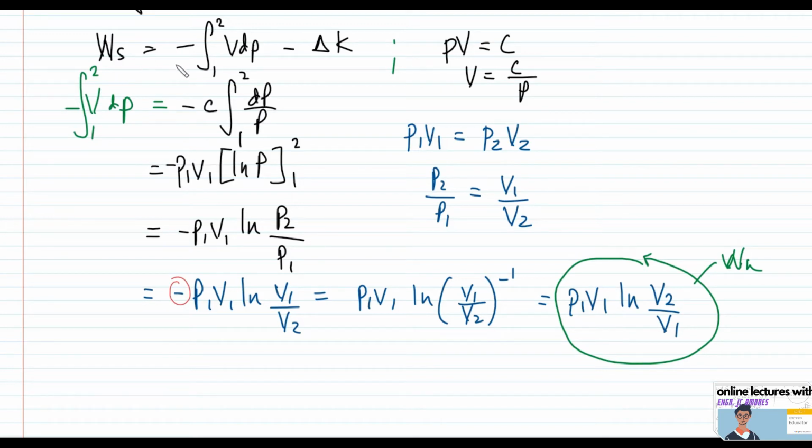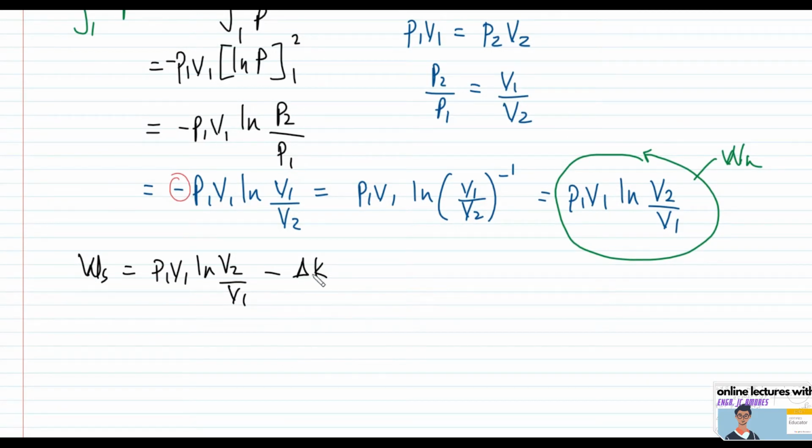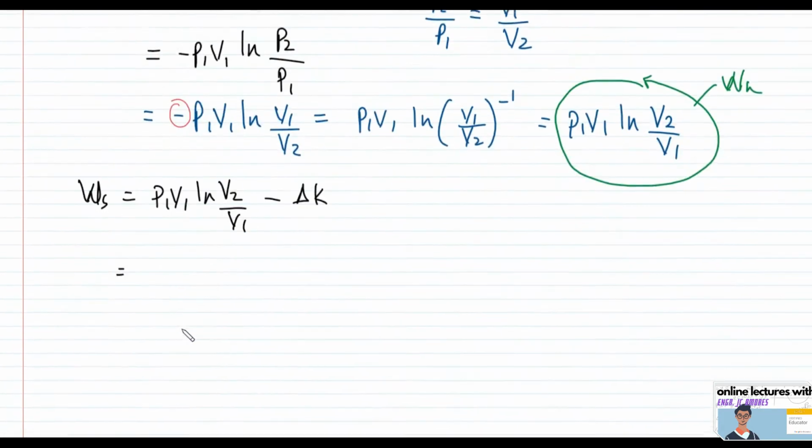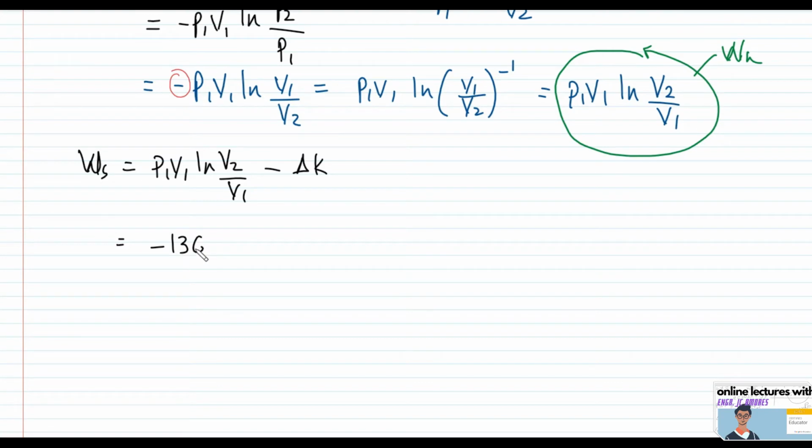Okay? So let's write that formula here now. Ws would be equal to this one, and this is evaluated as P1V1 ln V2 over V1, and then minus delta K. But we don't need to solve for this part of our equation because we have already solved for that as our W sub n a while ago. So that is equal to negative 1369.93 kilojoule per minute.